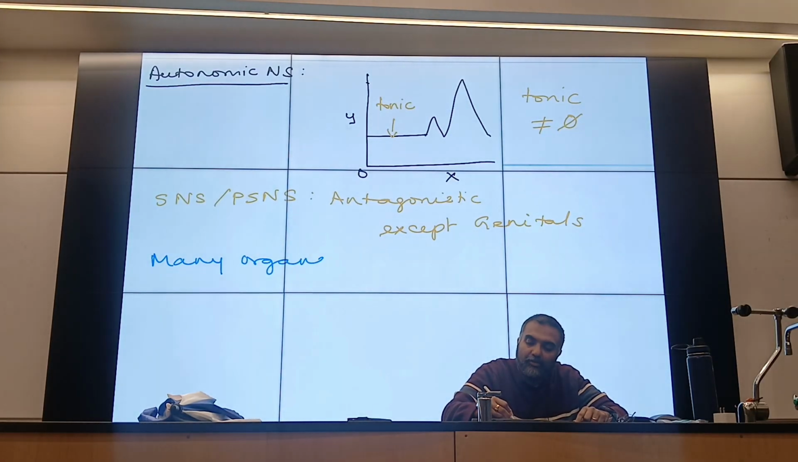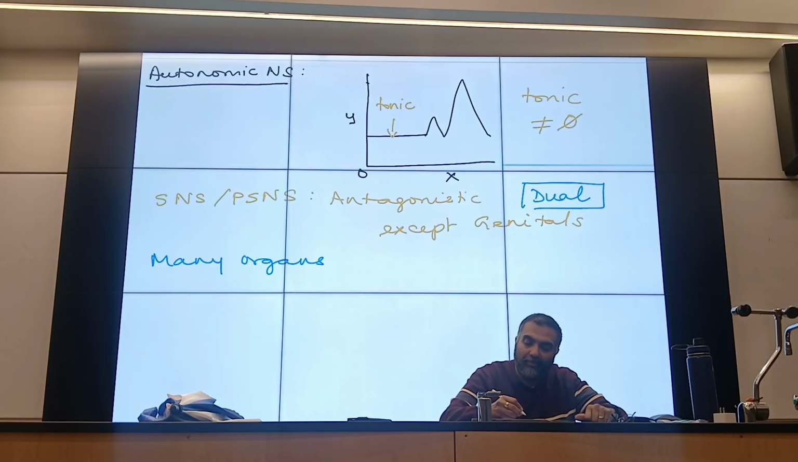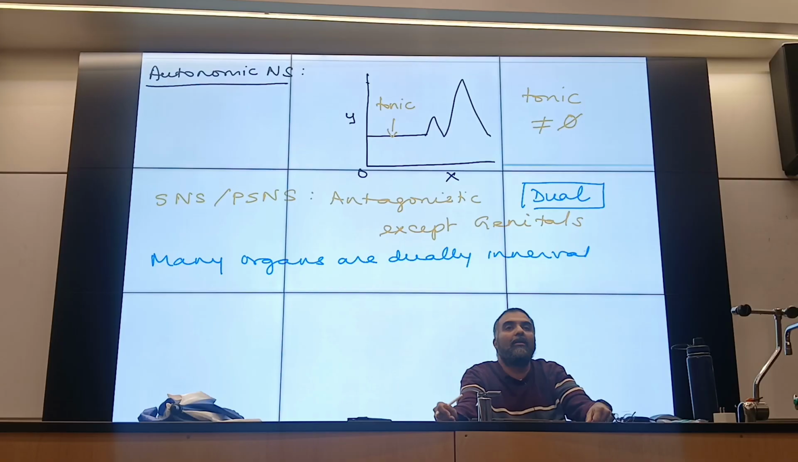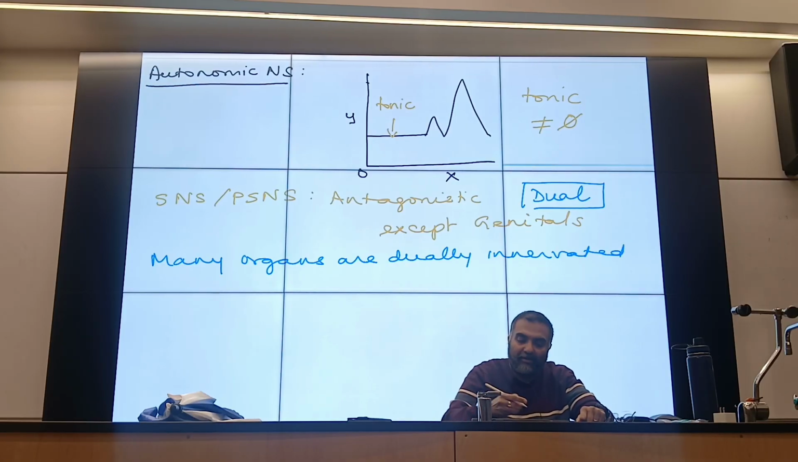Okay? And many, many organs, so many organs, and so this is called a dual innervation. Okay? Very important. It's called dual. Dual means two, right? Many organs are dually innervated. In fact, most organs are dually innervated, right? They have both sympathetic and parasympathetic. That's what that means. So both PSNS and SNS.